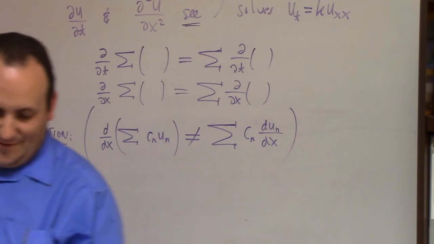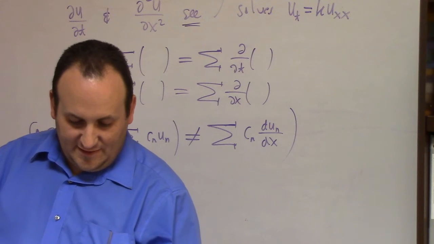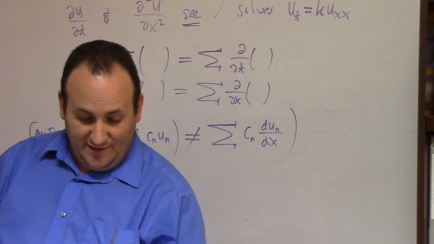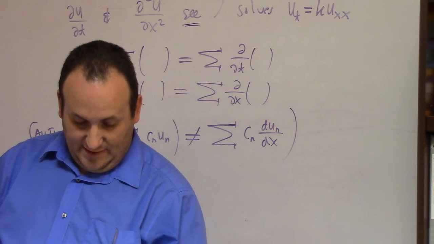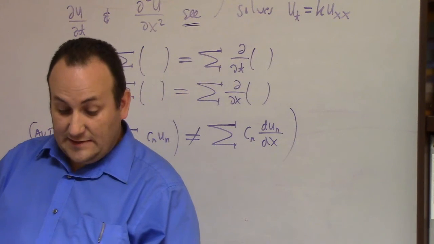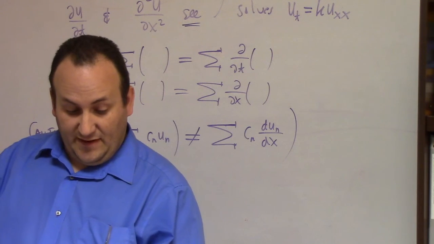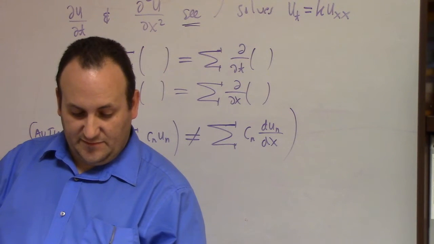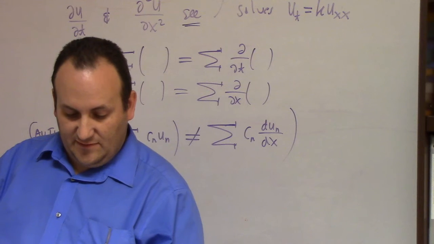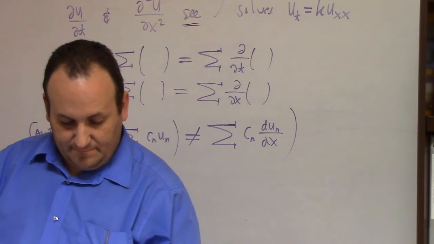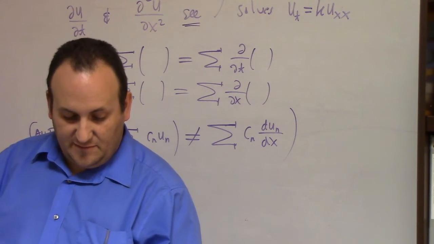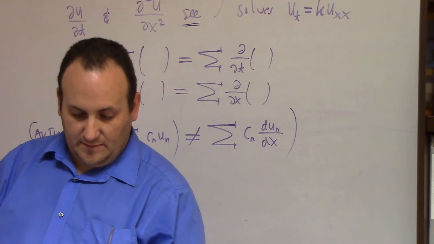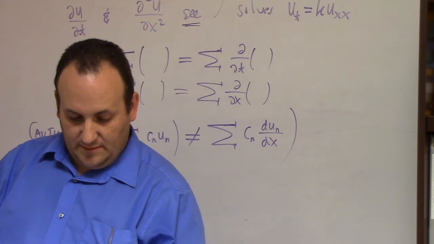A Fourier series that is continuous can be differentiated term by term if f prime of x is piecewise smooth. The result of term-by-term differentiation is the Fourier series of f prime of x, which may not be continuous, but it has to be piecewise smooth.